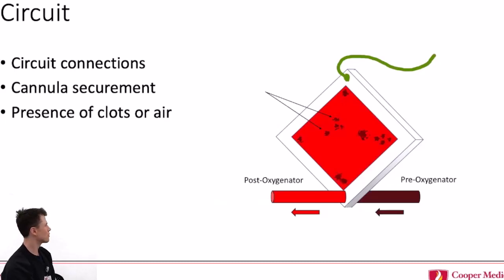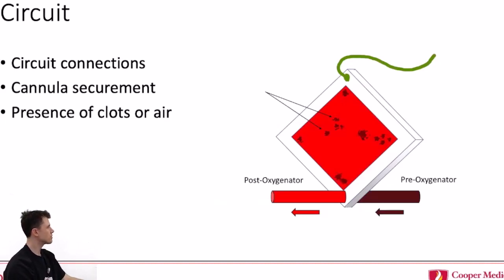So for the circuit, right, we want to check our circuit connections, make sure they're tight, there's nothing loose. Make sure the cannulas are secured, so every time you're looking at the cannula, make sure those sutures have not been pulled out, that it's still firmly down there. Obviously, if there's any question, get the team involved to take a look at it. Presence of clots or air.